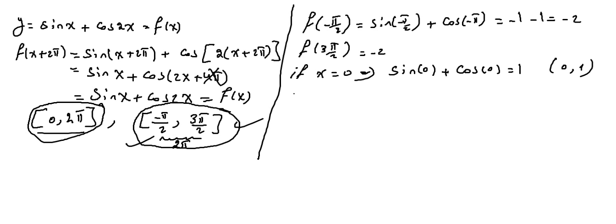What is the derivative of... or let me do the x-intercept first. If y equals 0, this means that sine x plus cosine 2x is equal to 0. Sine x, cosine 2x, what can we do? Cosine 2x is equal to what, actually?